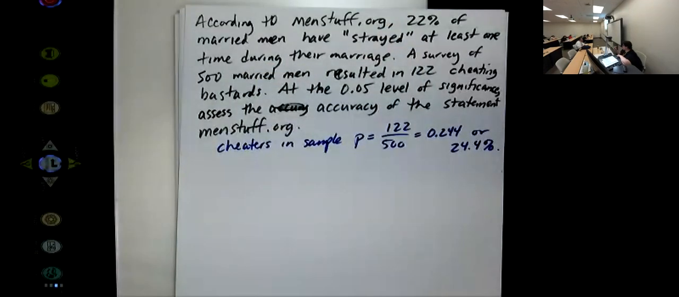But it might be close enough that if we had just picked a different sample, we'd get 22%. Like we might have just picked outliers or something like that. We might have picked a few more cheaters than the average population has. That's the idea we're trying to see here. Is it 22%? Or is it something different? So that's where the hypothesis testing comes in.